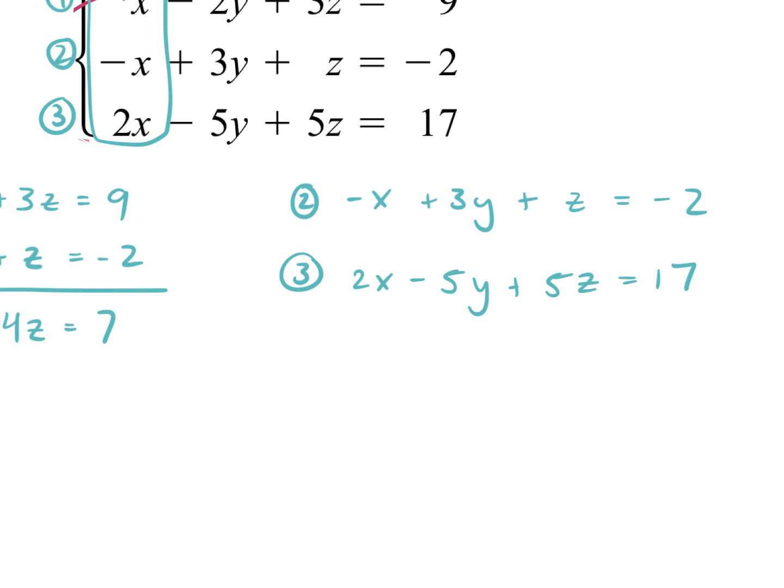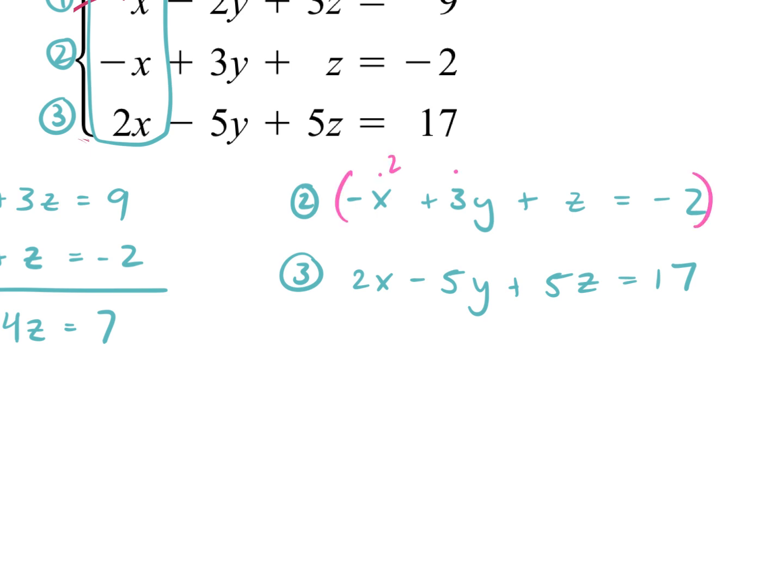You have to pick the same variable. Do the x's eliminate right away? No. We need them to be the same number but opposite. So how could I change that negative x to be a negative 2x? That would get me to cancel. Multiply the whole equation by what? 2. So I'm going to multiply everything in my equation by 2.